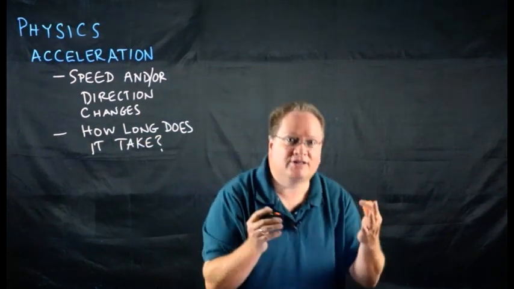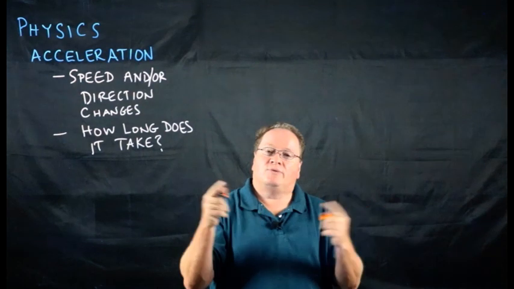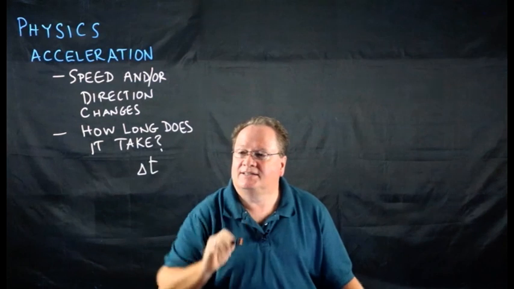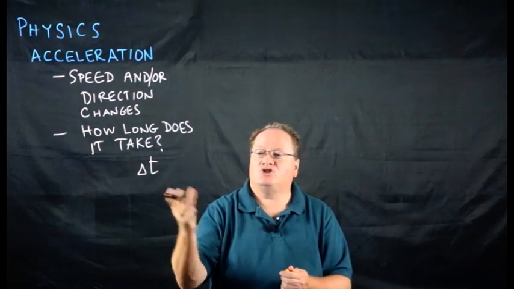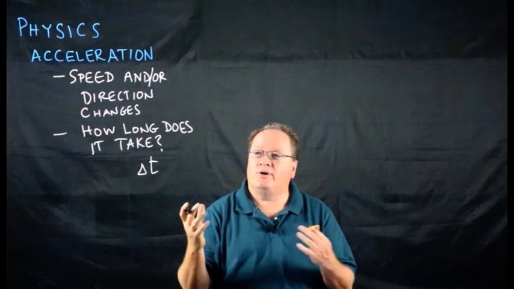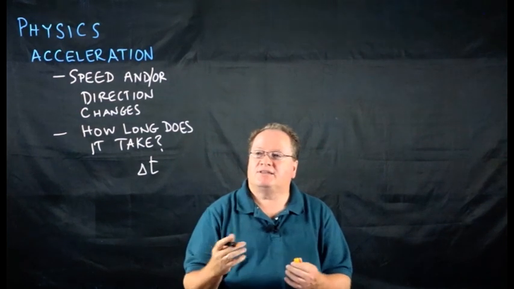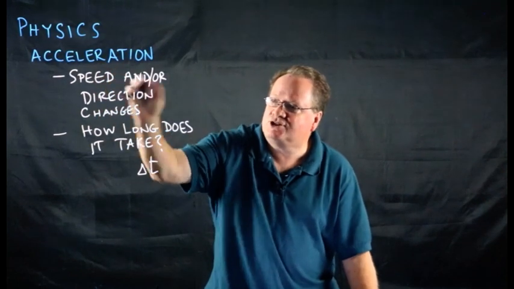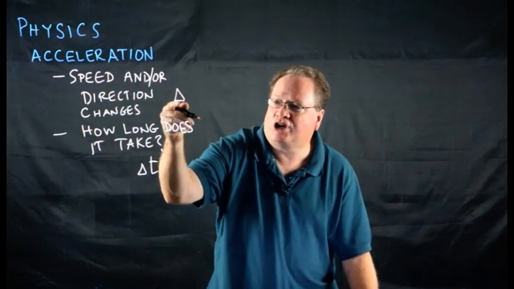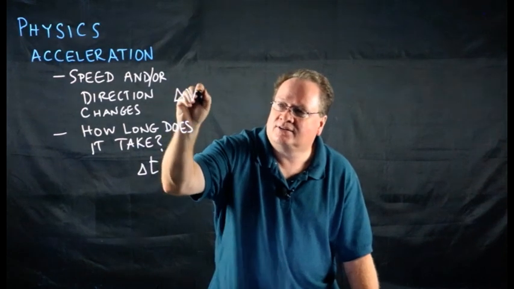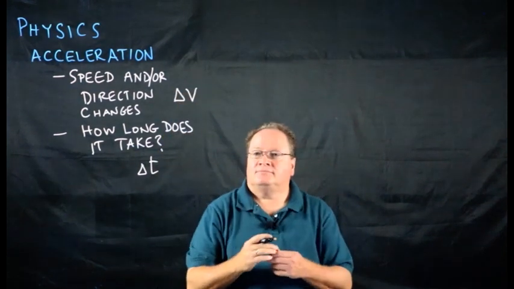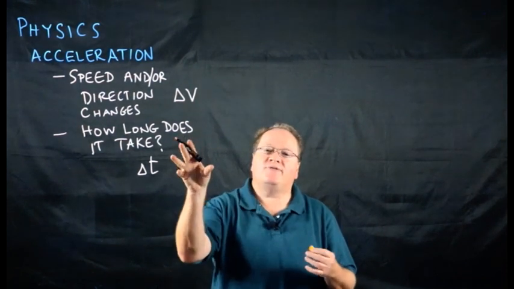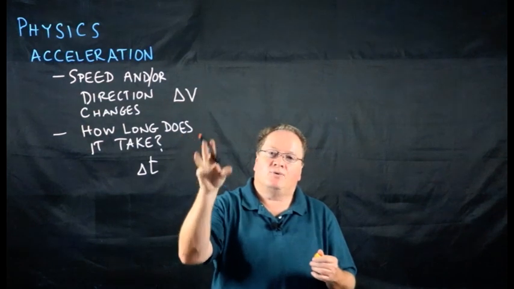So we already looked at our variable for time when we talked about velocity. It's basically just delta t, the change in time. And so knowing these two things, the speed change we can write as delta V, change in velocity. Okay, so if I look at an acceleration then, both of these determine what the acceleration is.